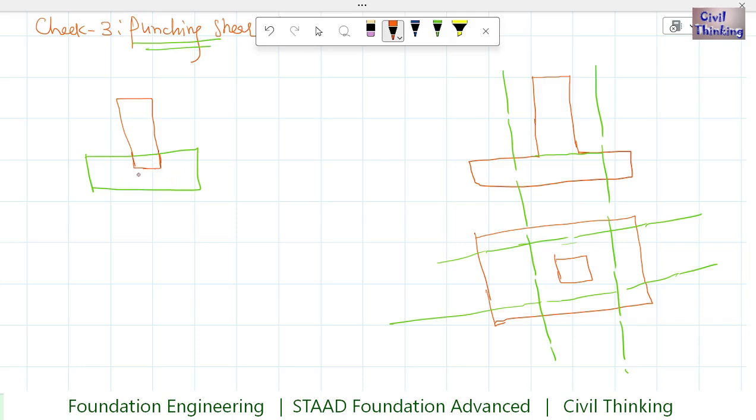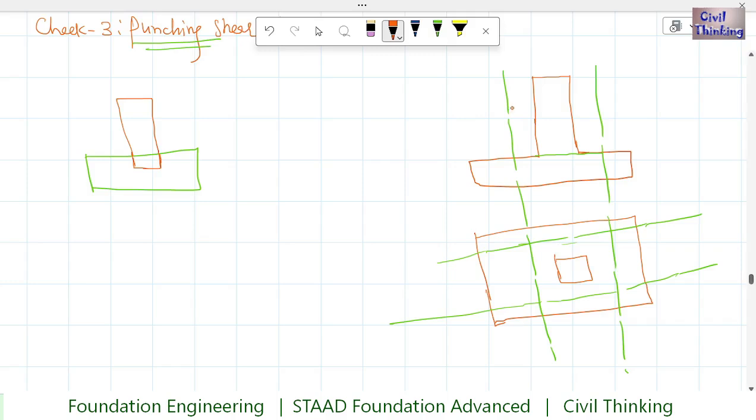So the only thing which is resisting this column from punching inside the footing is the shear resistance on all four sides. That is the only thing keeping this column from punching into this. So the shear strength on all four sides around this column we have to calculate, and it has to be more than the critical shear, or the shear capacity of this concrete.